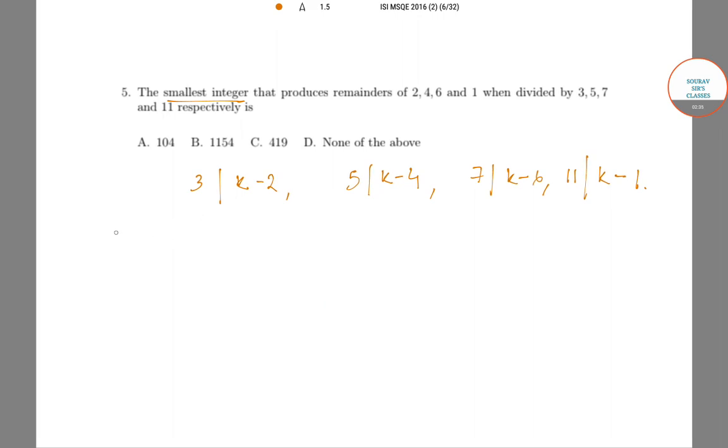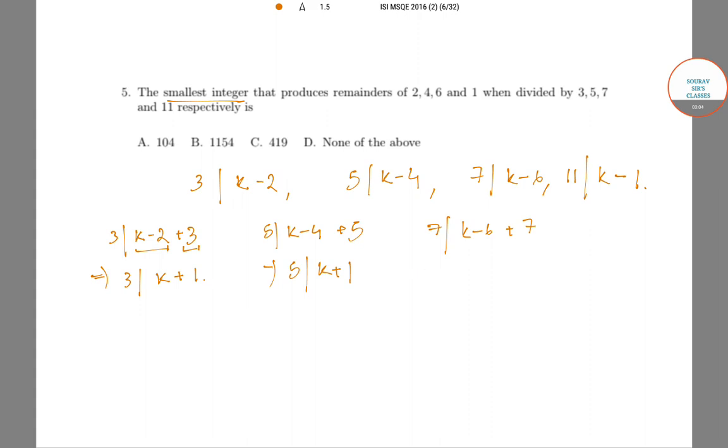Now 3 divides k − 2 + 3, as 3 divides k − 2 and 3 divides 3, which implies 3 divides k + 1. Similarly 5 divides k − 4 + 5, which implies 5 divides k + 1. Again 7 divides k − 6 + 7, which implies 7 divides k + 1.